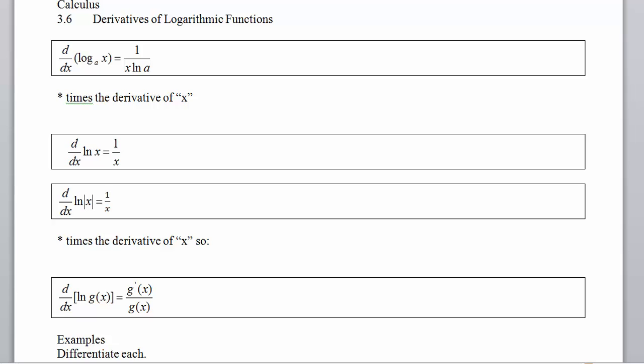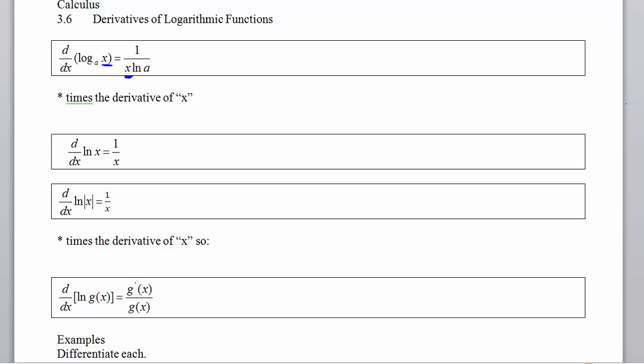So 3.6 is going to be derivatives of log functions. We're basically going to learn how to find the derivative of log base a of x and natural log of x. Okay, so here are the two rules if I just look at them. The derivative of log base a of x is 1 over x, whatever this is going to be in that spot, times natural log of your base. Always. So that is my rule.